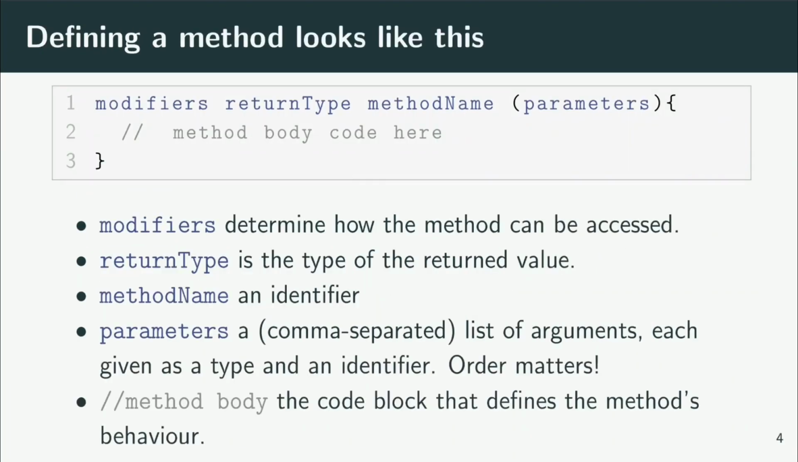When you define your own methods, the syntax looks like this. You have a bunch of modifiers, one or more. Then you have a return type, it could be void. You have a method name, which is a valid identifier. And then in brackets, you have a comma-separated list of arguments, each given by a type and another identifier to refer to the argument. And all of this is followed by code that determines the behavior of that method, in this case, only line 2.